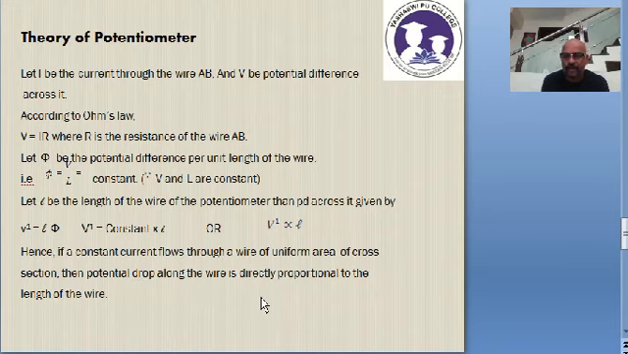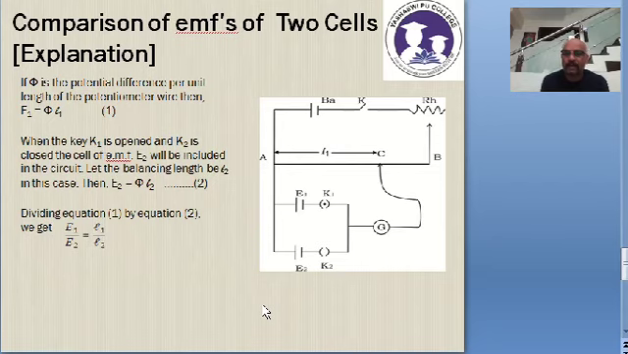So this is one thing. Potential drop between any two points of the potentiometer wire is directly proportional to the length of the potentiometer wire between those two points. That's it. So moving further, comparison of EMF of two cells.